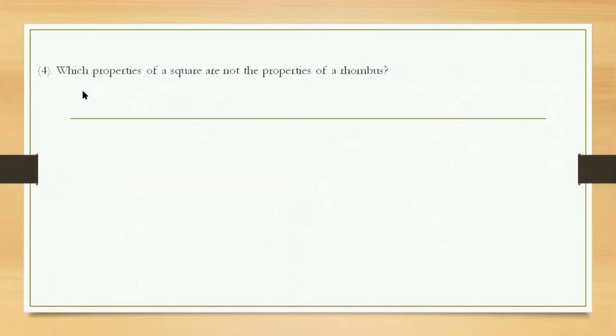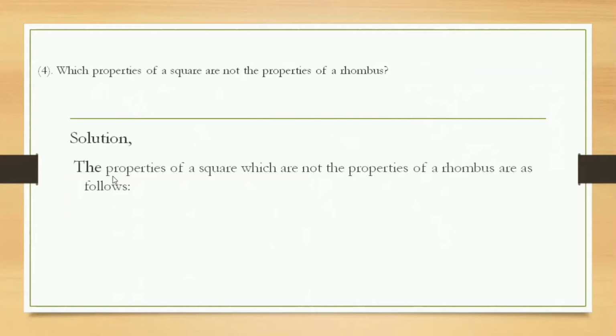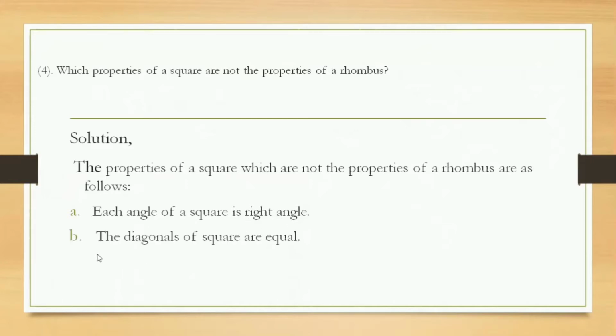Number 4. Which properties of a square are not the properties of a rhombus? Okay, now solution. The properties of a square which are not the properties of a rhombus are as follows. A. Each angle of a square is a right angle. B. The diagonals of a square are equal.